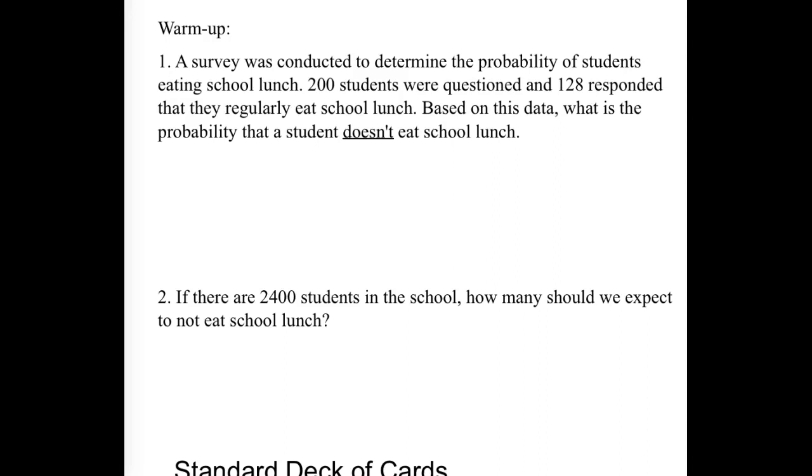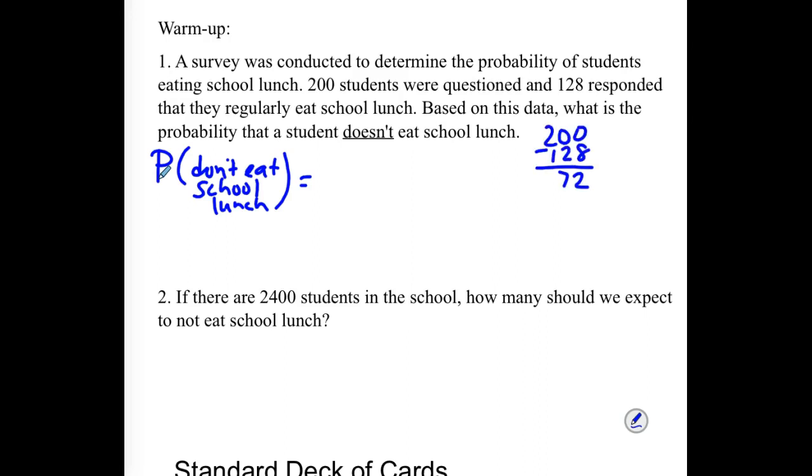Okay, so the probability that they don't eat school lunch, how would we set that up? Okay, I'm hearing 72. Where are you getting the 72? Okay, so 200 minus the 128 is 72. All right, and that's the number that don't eat lunch? Okay, so we would have 72 out of 200.